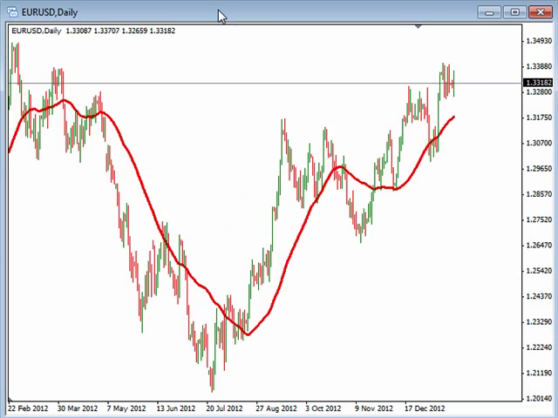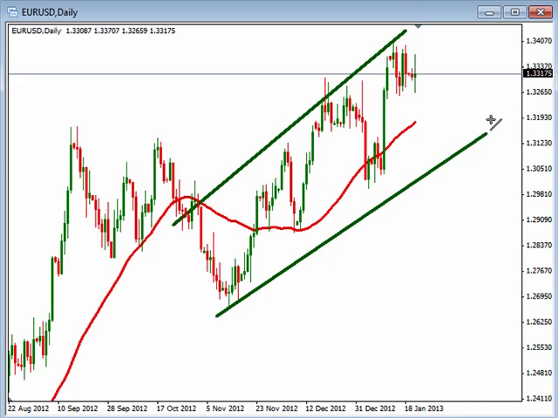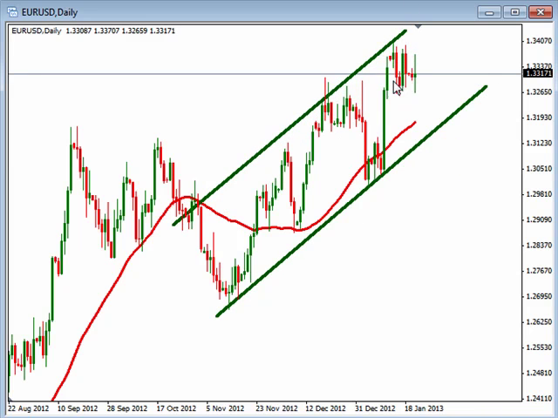Last but not least, the euro US dollar. As we zoom in on this, we can see the trend. Again, we can draw a pretty decent channel here. The trend is moving up. Although we are at the high level here, we can see that it possibly could pull back. Here is an example where we're getting some consolidation.